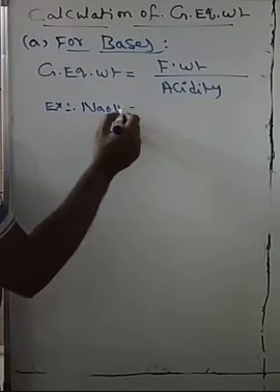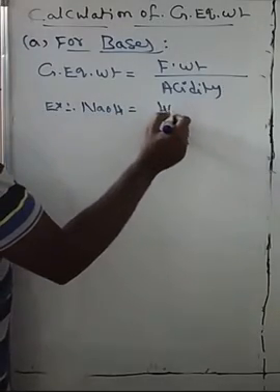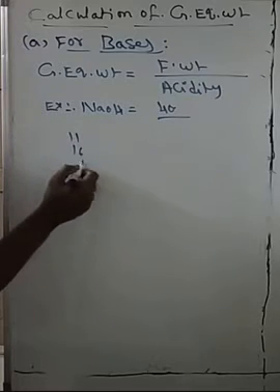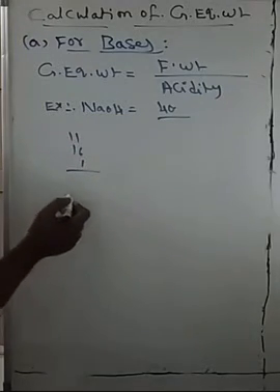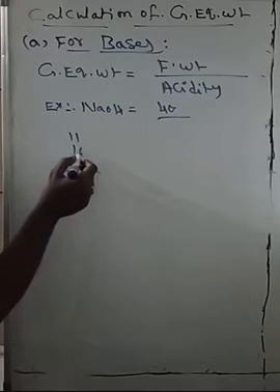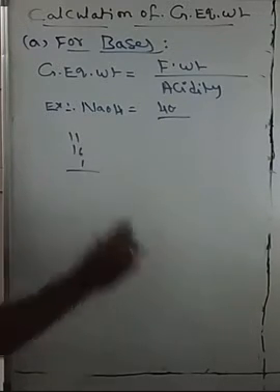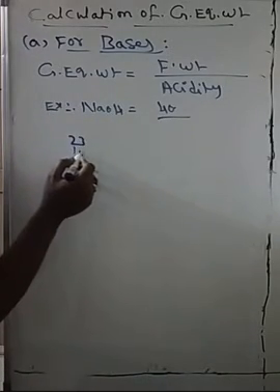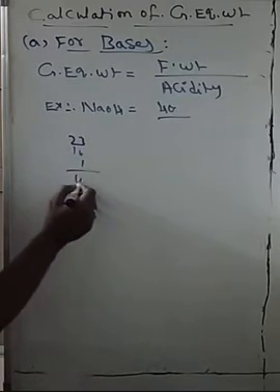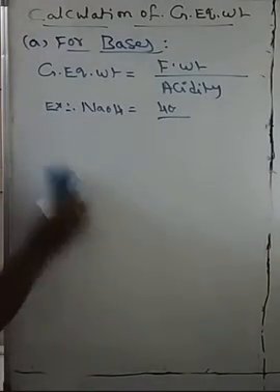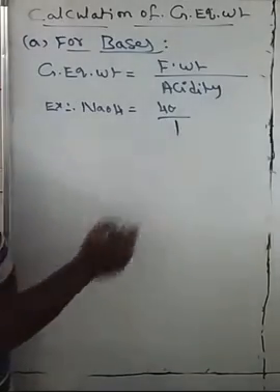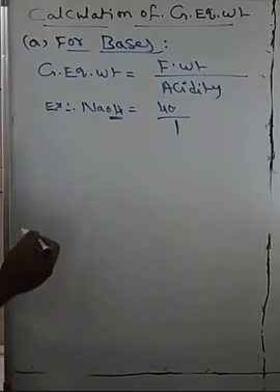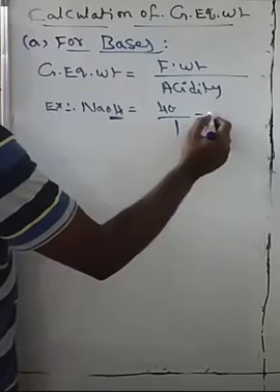Now take examples. NaOH, sodium hydroxide. Sodium is taken as 23, oxygen 16, hydrogen 1. Total becomes 40. So the molecular formula weight is 40, but acidity is how much? 1, because there is 1 OH group. So sodium hydroxide is 40 by 1, equal to 40.